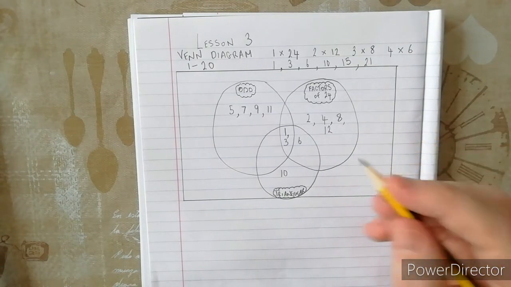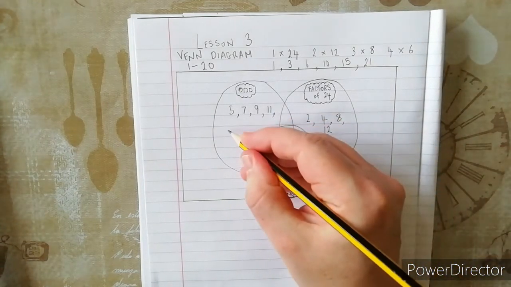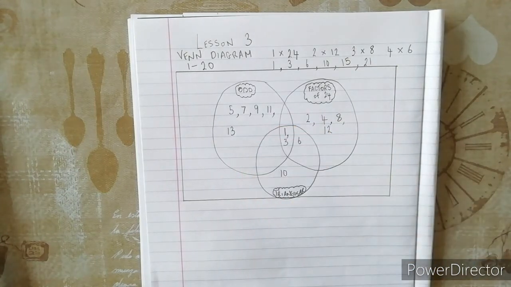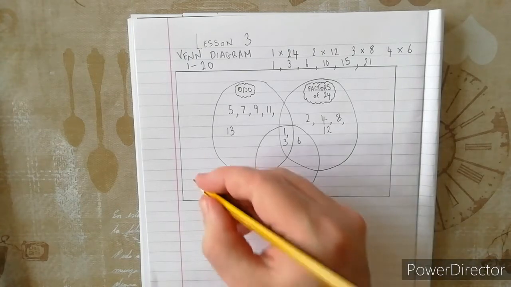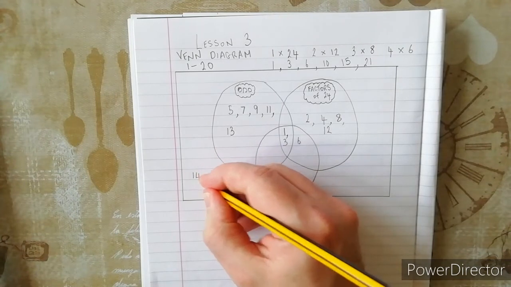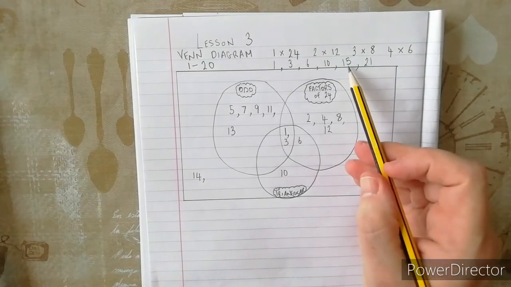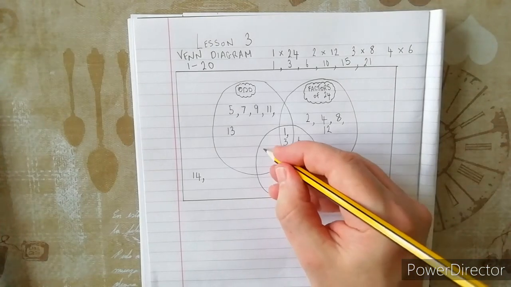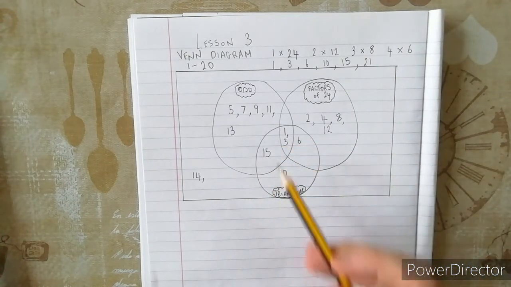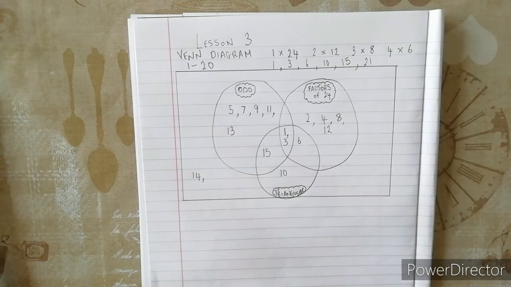13. 14. Now 14 is not in any of the lists, so it has to go outside of the circles, but inside the rectangle. 15. But 15 is triangular and it's odd, so it goes into that little area there that's in both of those circles. 16.